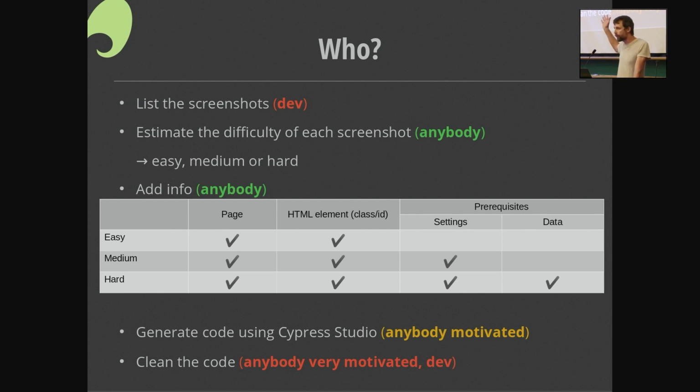Listing the screenshots is 2 minutes. For a developer, this is easy to do. Then the estimation and adding information, anybody with a bit of Koha knowledge can do that. Using Cypress Studio, you need to be motivated, but it can also be anybody. And finally, cleaning the code, it's a developer, or if you are very, very motivated.